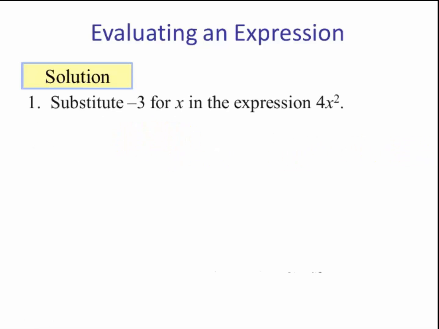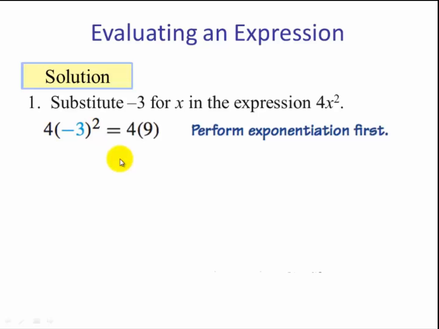So number 1, we substitute in negative 3 for x. Our next step is to square. Negative 3 times negative 3 is positive 9. Then multiply that by 4, and we see the result is 36.